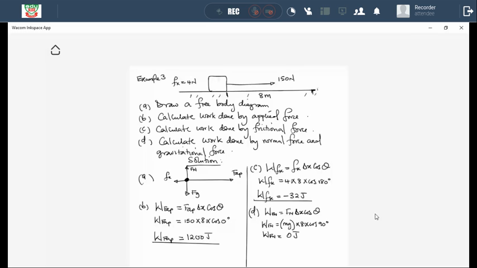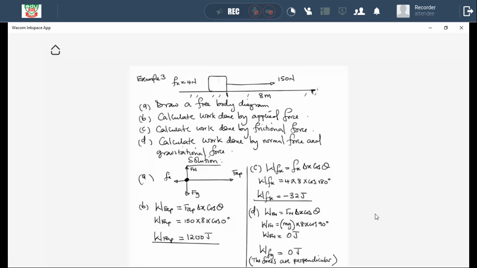The same applies with work done by Fg. In this case, your Fg is also perpendicular because this is a horizontal surface. So work done also by Fg, I'm simply going to write the answer is 0 joules. Reason: they are perpendicular, right? I hope it's clear there. Yes, the forces are perpendicular to the surface. Right. So this is it.